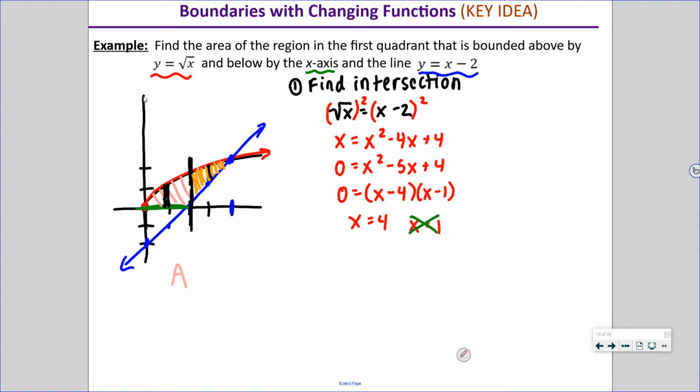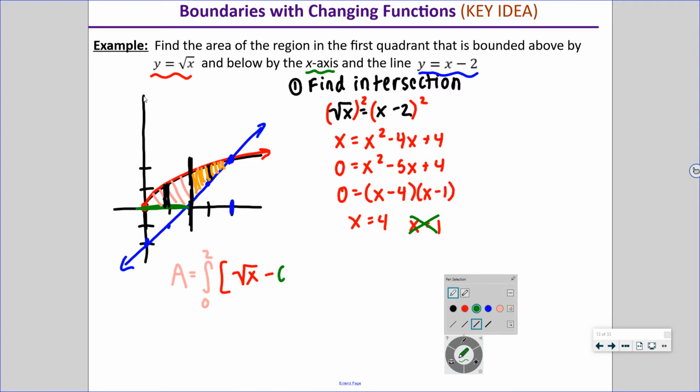So the area of the pink would be, since I'm doing vertical with respect to x, I'm going for my bounds along the x-axis. So from 0 to 2. Top, which is the square root of x, minus bottom, which is 0. Technically, you don't need that minus 0 because if we just integrate the plain old square root of x, that's doing the area under the curve of the square root of x to the x-axis. So technically, you don't need that, but it's good to see the top minus bottom here. Top minus bottom.